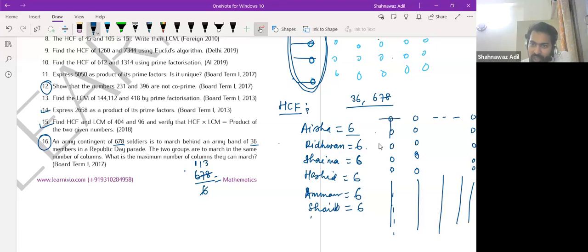So how many columns, how many rows would there be? There would be different number of rows, but the maximum number of columns would be 6. Okay, is this clear, everyone? Yes, sir. So there would be 6 band people in one group, and there would be 113 soldiers, right? And there would be 6 band group, 113 soldiers, 6 band group, 113 soldiers. So in this way, we'll have 6 columns. This is the answer, right?